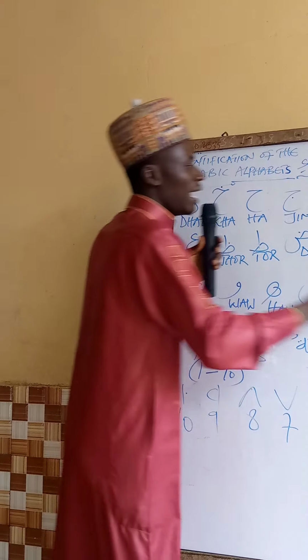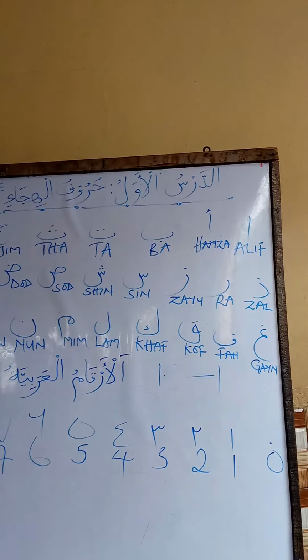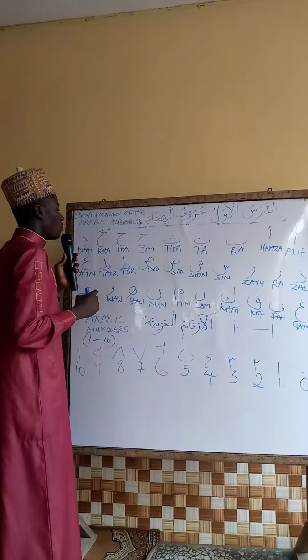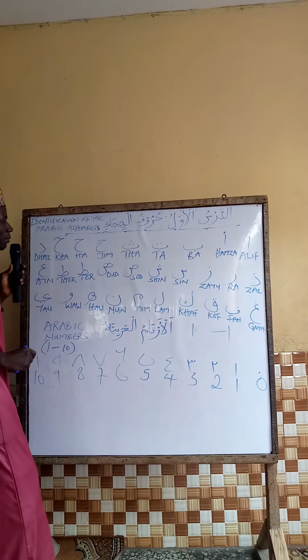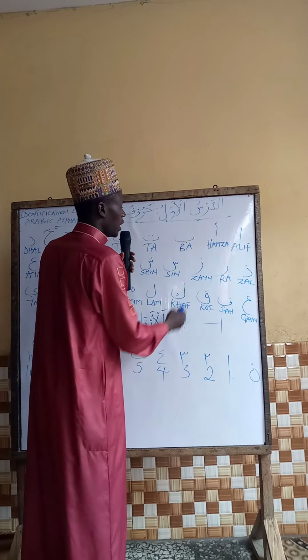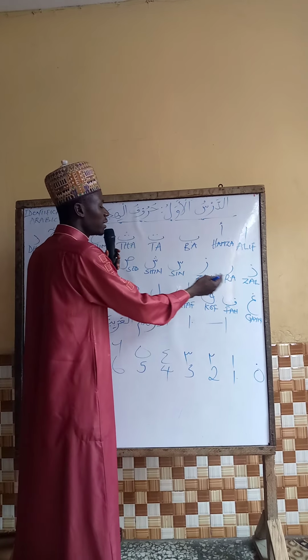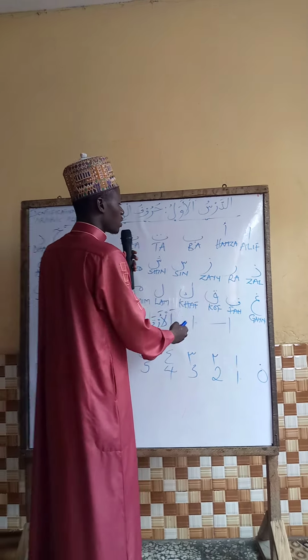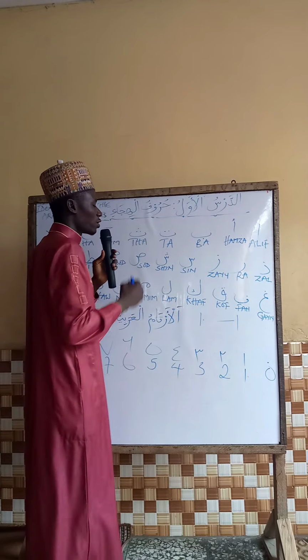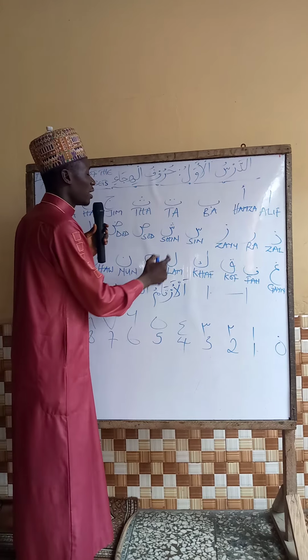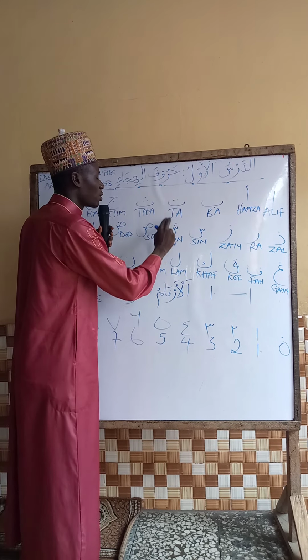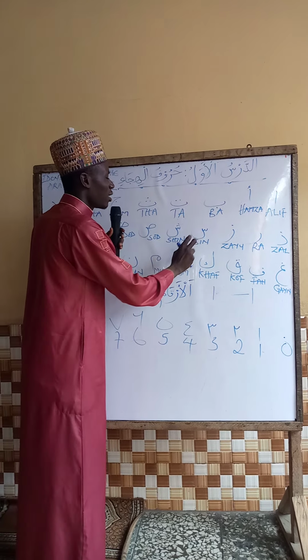Then we have Dal and Zal. It is written in the same way as well, but Zal has a dot, while Dal has no dot on top. We have Ra, Zayu. Ra and Zayu are written in the same way. Ra has no dot, while Zayu has 1 dot on top. Then we have Sin and Shin. Shin has 3 dots on top, while Sin has no dots on top.